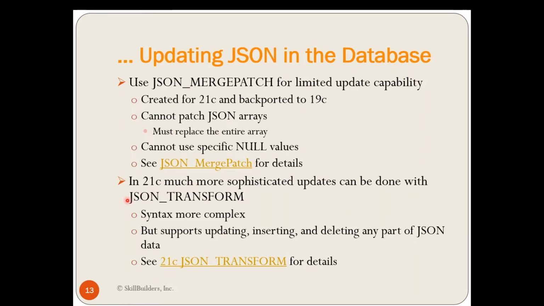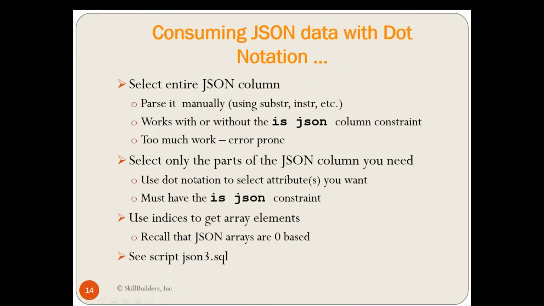When we get to 21C, there is a JSON transform. It's a much more sophisticated update. The syntax is more complex, but it supports updating, inserting, and deleting any part of JSON data. And you can see the details here. I have heard that there are efforts to backport this to 19, but we have not yet successfully seen a backport of that anywhere. But it's really cool, because without that, remember, you have to replace the whole JSON document to change any one part of it.